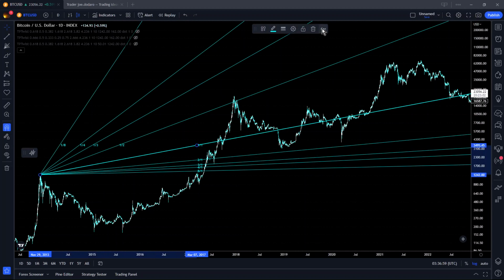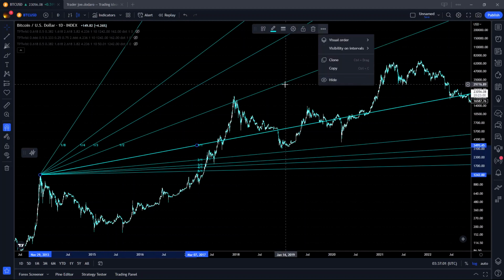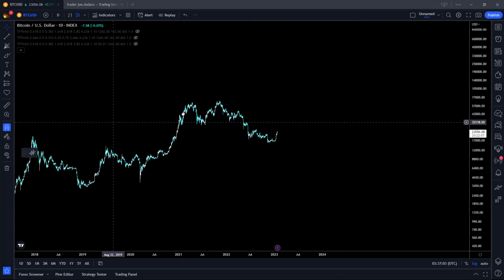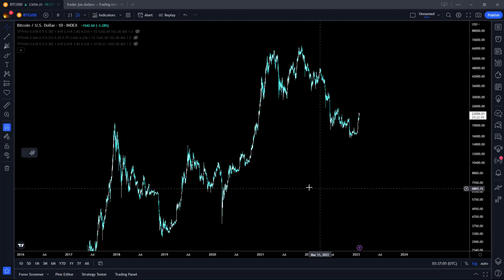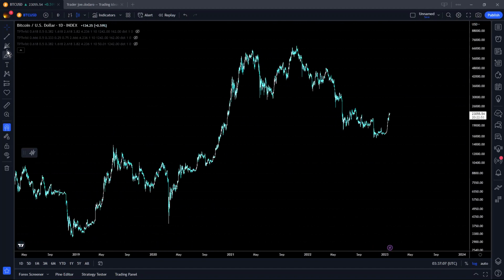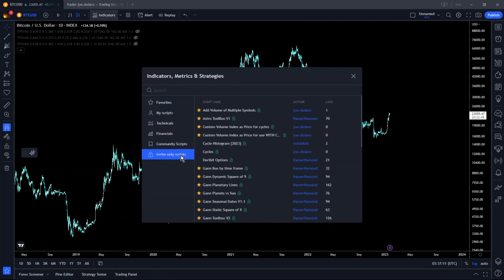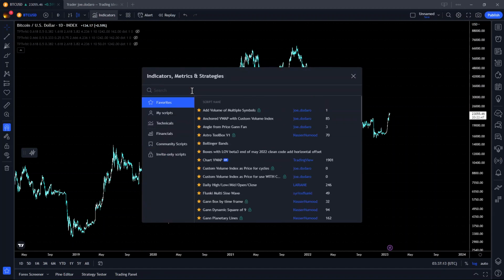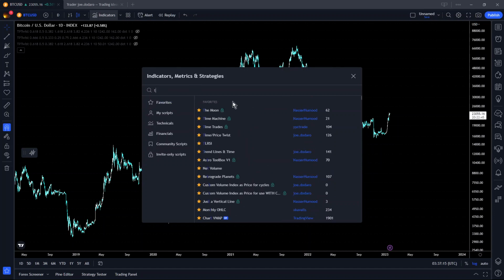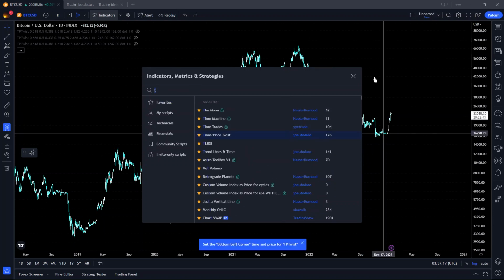Okay, so that's some good information for us. So let's do it on this current market here. Let's take, oops, time price twist.